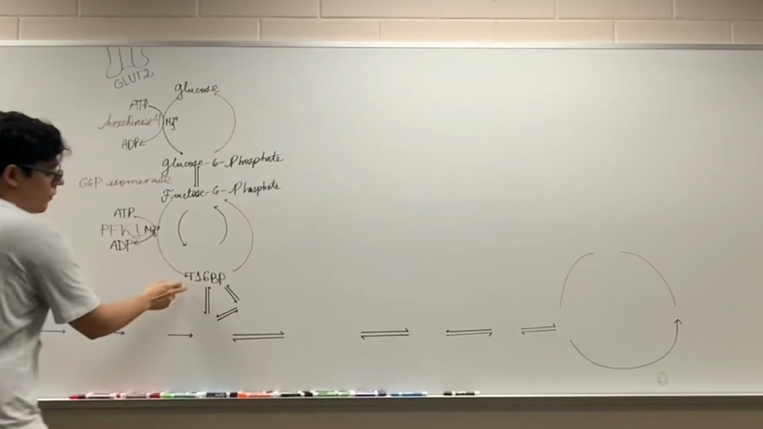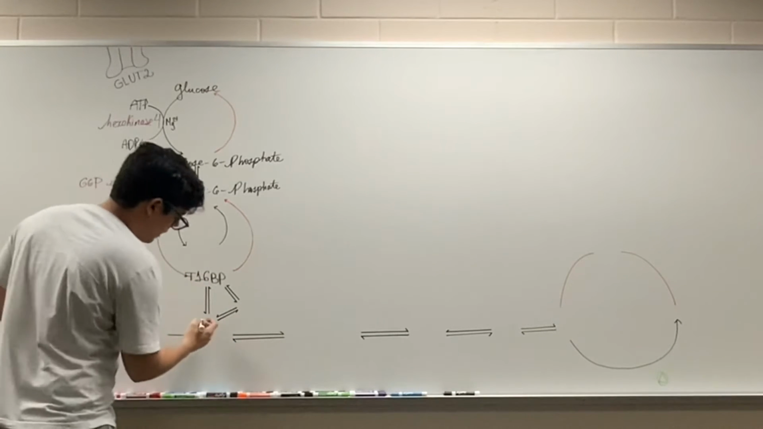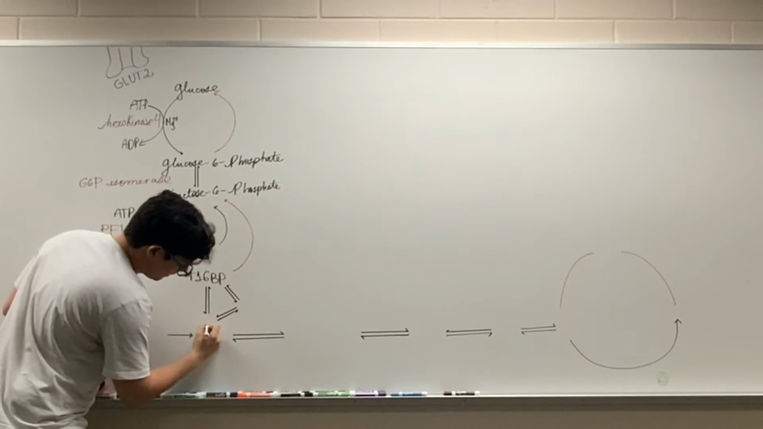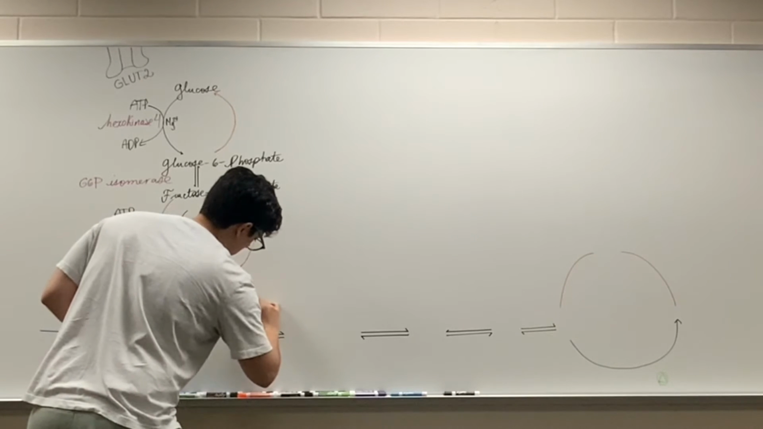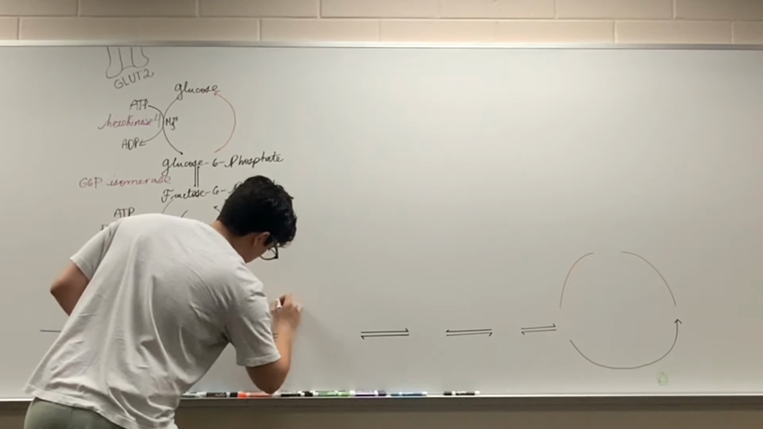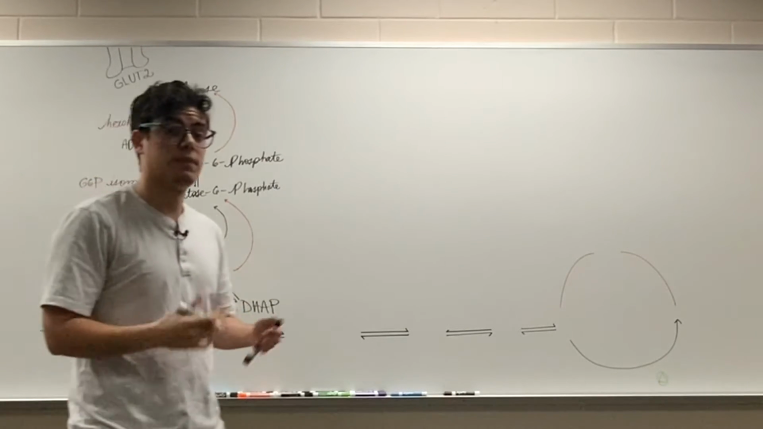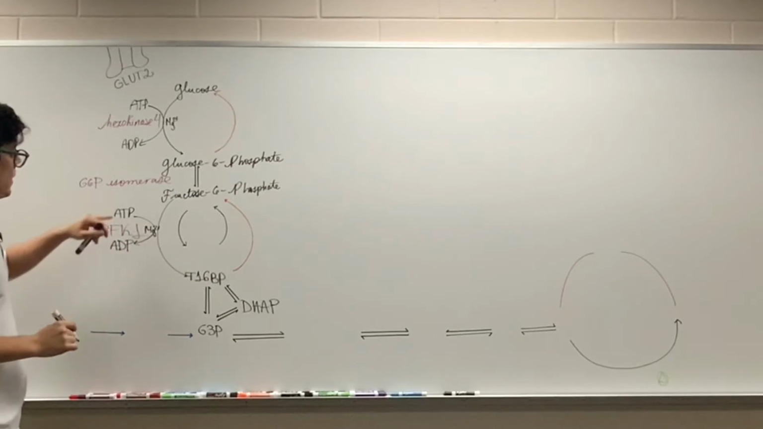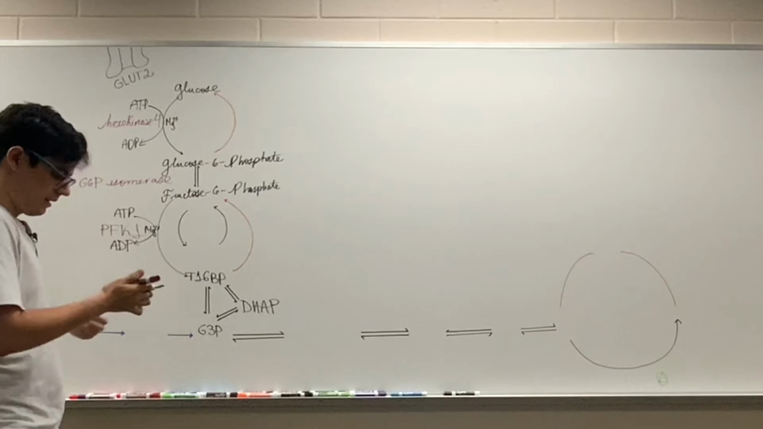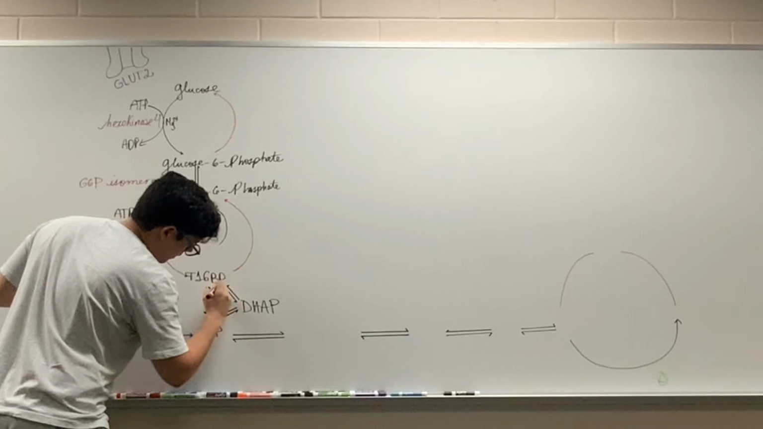And now fructose 1,6-bisphosphate is going to be cleaved into two, into glyceraldehyde 3-phosphate and DHAP, called dihydroxyacetone phosphate. And now we can look at the logic in here. But this step, this cleavage is done by aldolase.